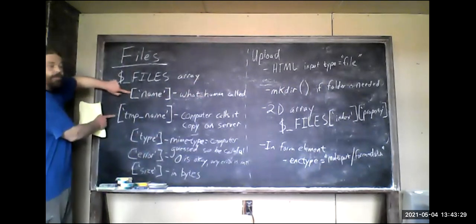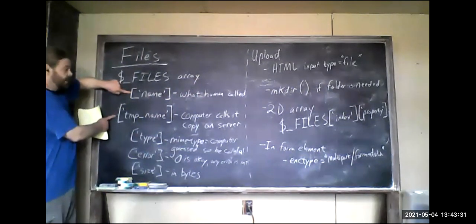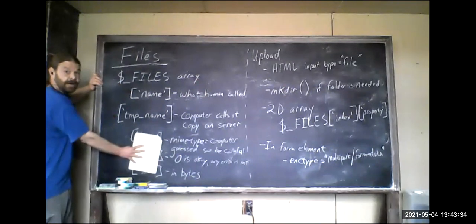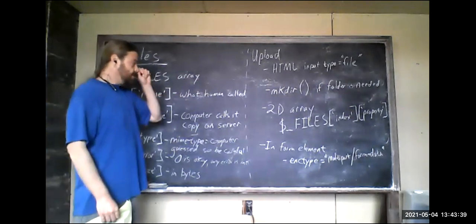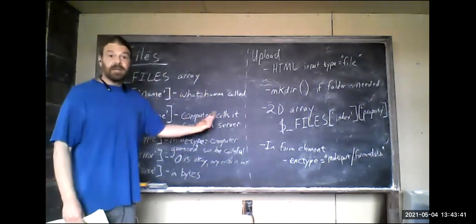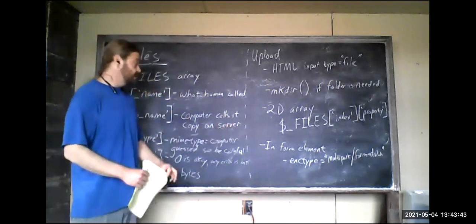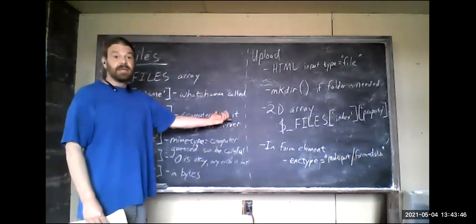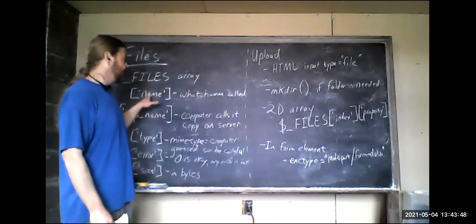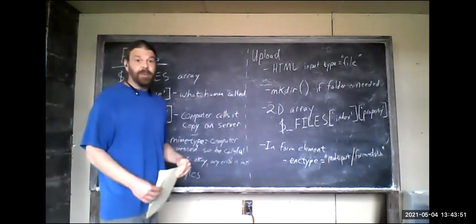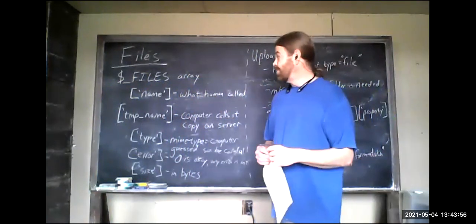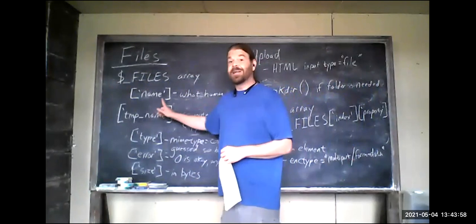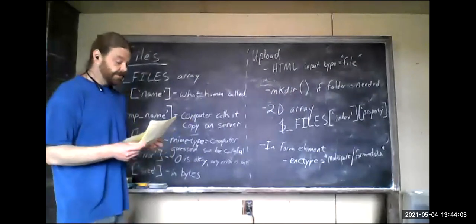So really, these are the two we need most often. If we skip the error handling, we just need the name and the temp name because the temp name is the actual file. That's what the server knows about. That's what the server calls it. And the name is what humans call it. So if we're making a copy of it and putting it on the server for storage, we probably want a human to be able to recognize what file it is. So those are the two we'll use most often.